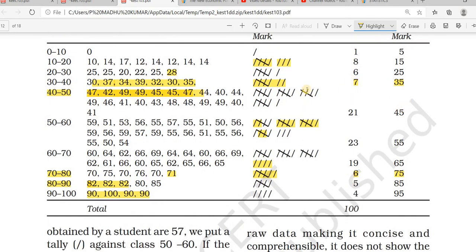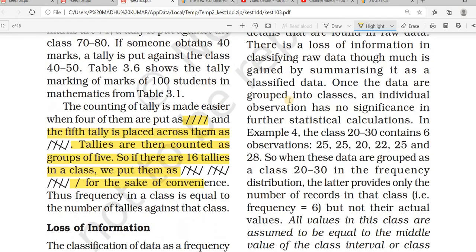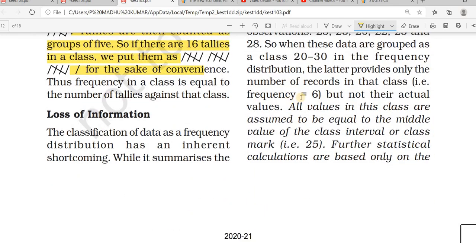Suppose after making a list like this, you need to find out who got 26 marks or who got 25 marks. We made the frequency like this. After that, if we need to find out who got 49 marks, it is not easy to find out. We made classes like this, now we have only frequencies. That time it is very difficult to find the values. That is the loss of information.